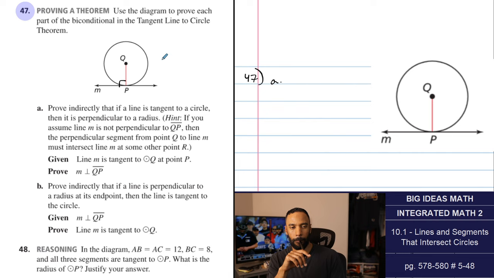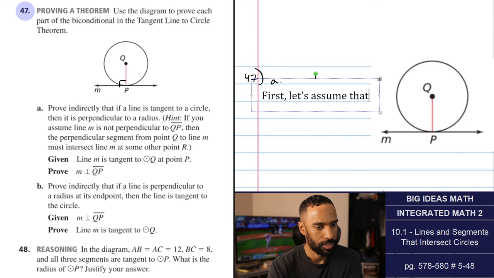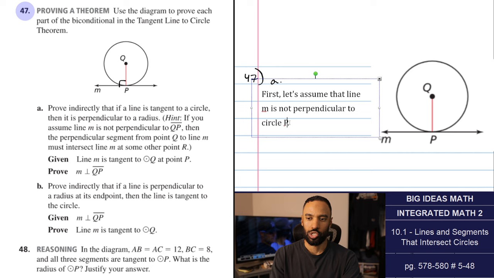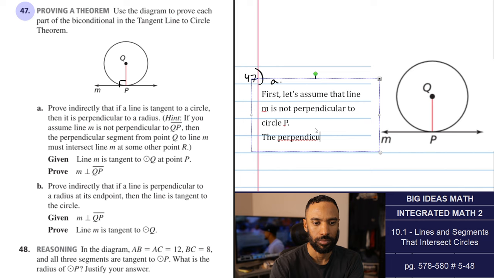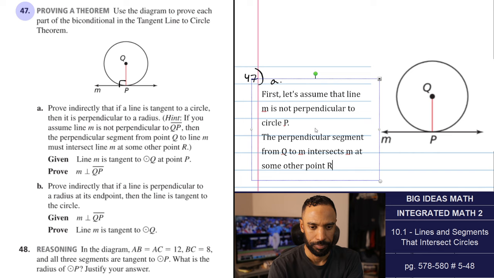Okay, so let me just type out what they kind of said. First, let's assume that line M is not perpendicular to QP. So let's assume they're not perpendicular. Do I just say exactly what they said? So the perpendicular segment from Q to M intersects M at some other point R. Some other point R. Oh, okay.